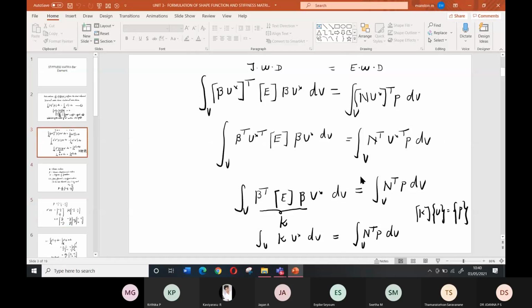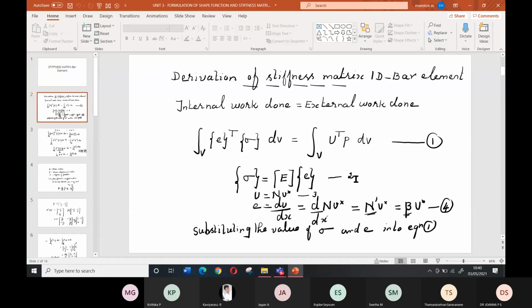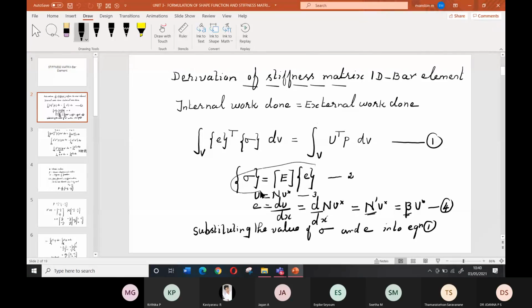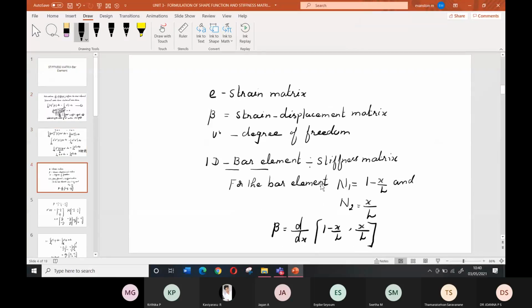Then the shape function for the bar element and the beam element we have learned. For the bar element, what is the relation between the stress and strain? The stress is equal to Young's modulus into strain. This is very important. Stress is equal to Young's modulus into strain. So that is the meaning of the stress strain. We have derived this one, and we have derived the shape function of a bar element.